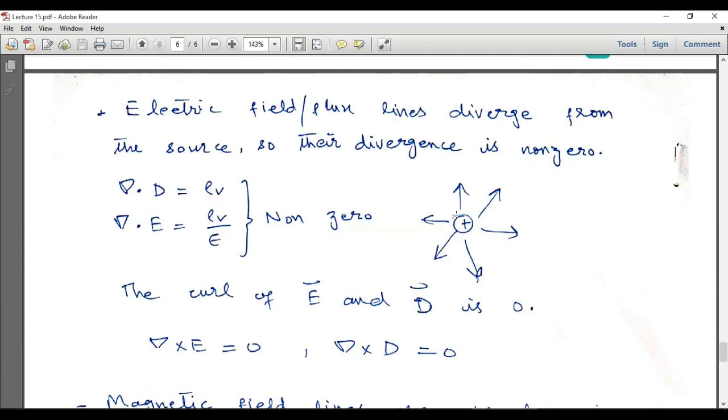The curl of these vector quantities will be equal to 0, because curl tells us about the circular orientation of the vector field. If the vector field is circular in nature, then the curl of that vector field will be a non-zero quantity. Since these field lines are not circular in nature, the curl of these vector quantities E and D will be equal to 0, and that's why del cross E and del cross D are equal to 0, which we saw in Maxwell's equations.